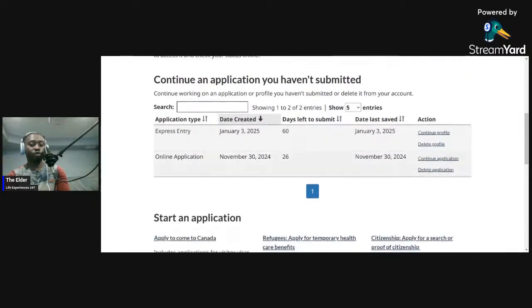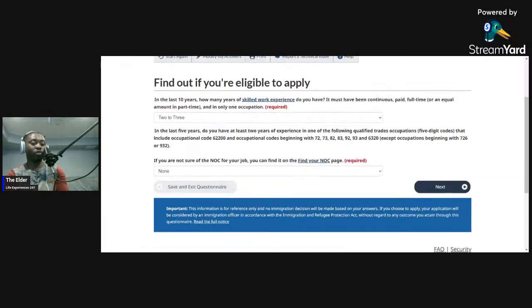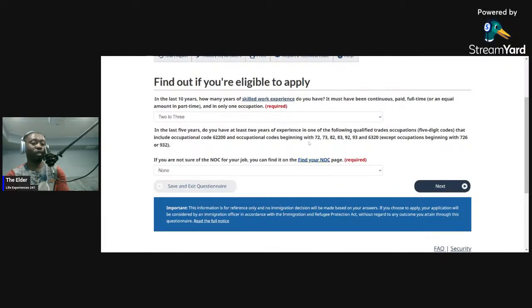So we were going through, as I told you, whenever you start an application, they are always going to put it down here so that you don't always have to start a new one. Since I started something but didn't finish it, they already have it here for me and they've given me 60 days to submit. So I just come to continue profile and it'll take you to where you left off.